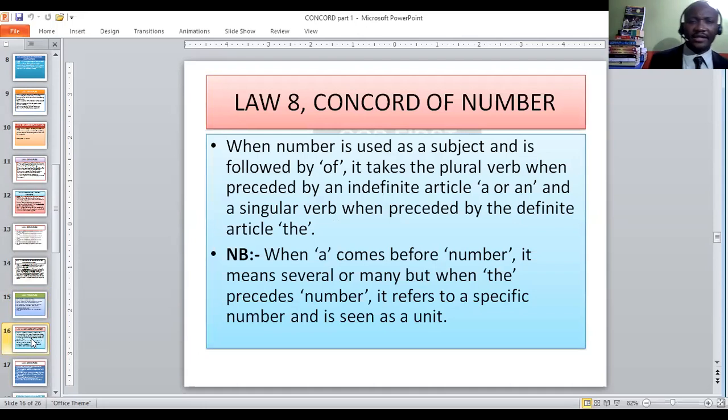Now let's look at Law 8, Concord of number. When number is used as a subject and is followed by "of", it takes a plural verb when preceded by an indefinite article, a or an, and a singular verb when preceded by the definite article, the. Note again, when "a" comes before a number, it means several or many. But when "the" precedes the number, it refers to a specific number and is seen as a unit.